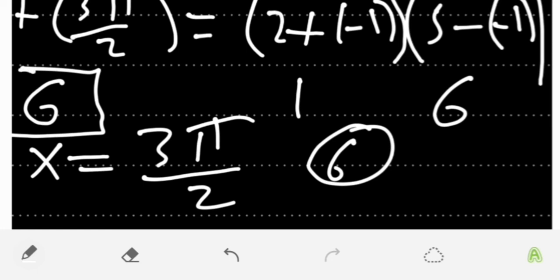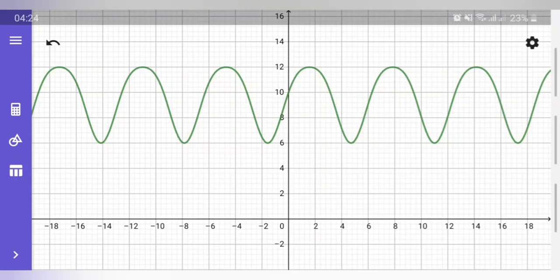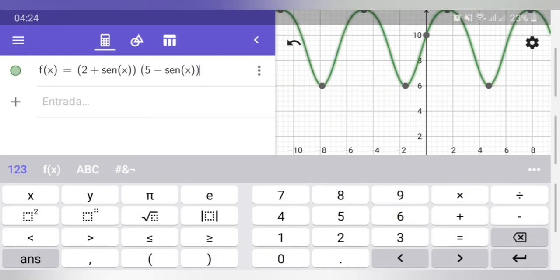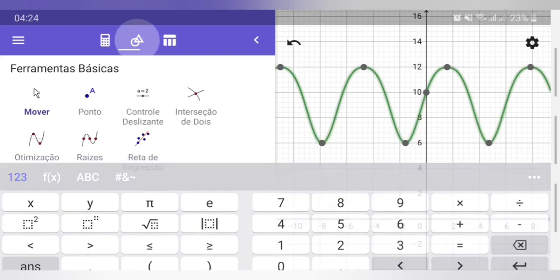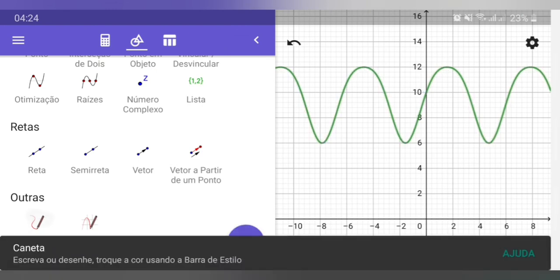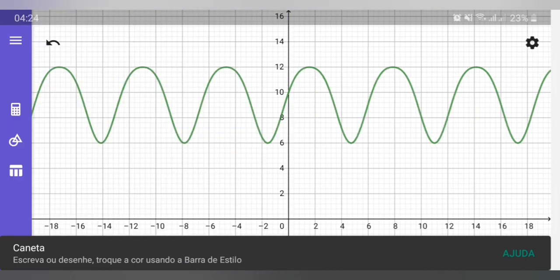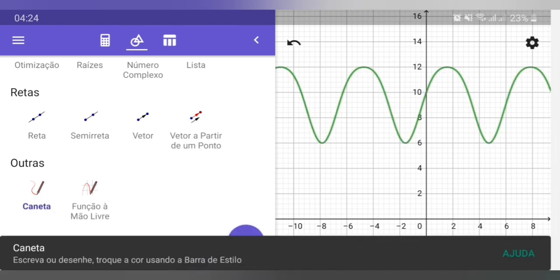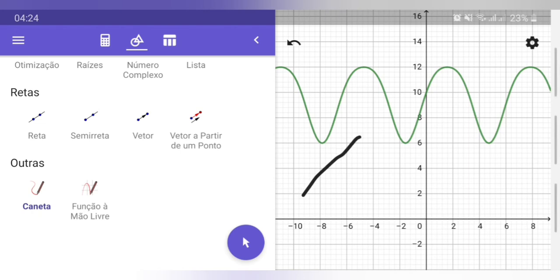Okay, so I'm going to add now a video of analyzing the derivative in a graph. Okay, so this is it. I just wanted to show the graph of the function. I plugged it in over here: the function (2 + sin x) multiplied by (5 − sin x). So look, remember that the derivative is finding the slope. The derivative is the slope, right?